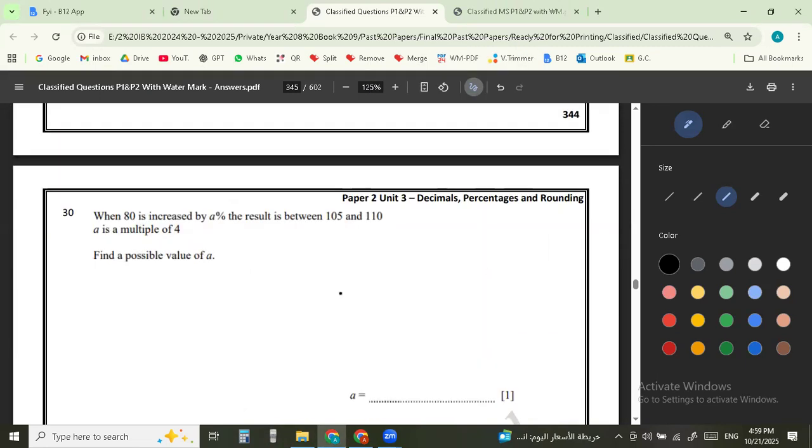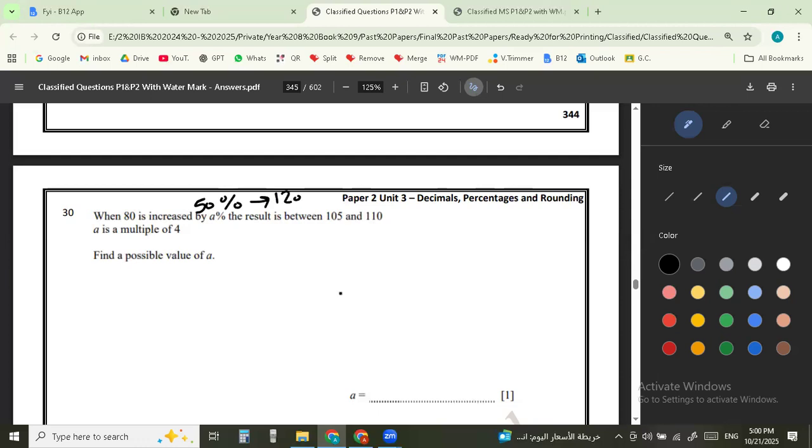All right, here they're saying when 80 is increased by A%, the result is between 105 and 110. A is a multiple of 4. Find a possible value of A. Okay, so here I know that increasing by 50% of 80 is going to be 120, because 50% of 80 is 40. So increasing by 50% is going to lead to 120.